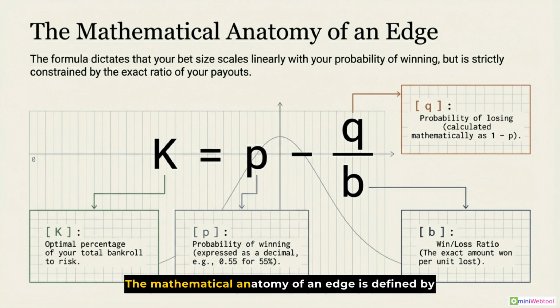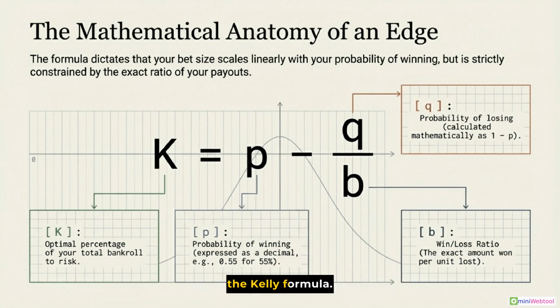The mathematical anatomy of an edge is defined by the Kelly formula. K equals P minus Q over B. K is the optimal percentage to risk. P is the probability of winning. Q is the probability of losing. And B is the win/loss ratio.